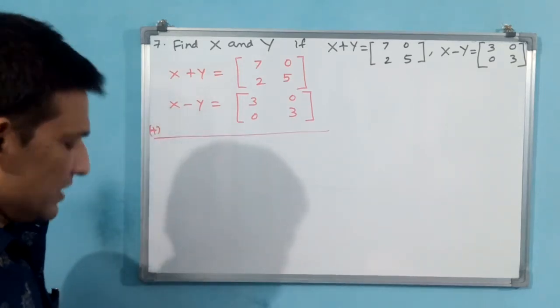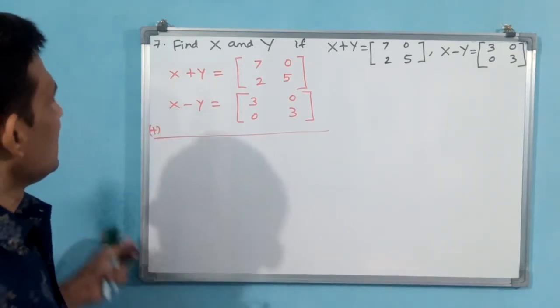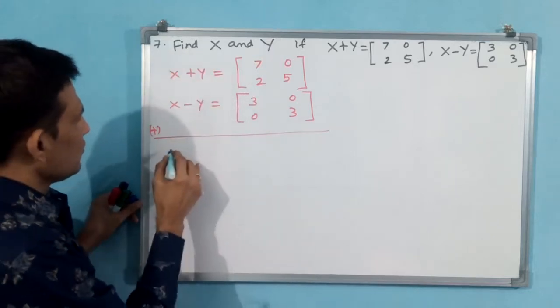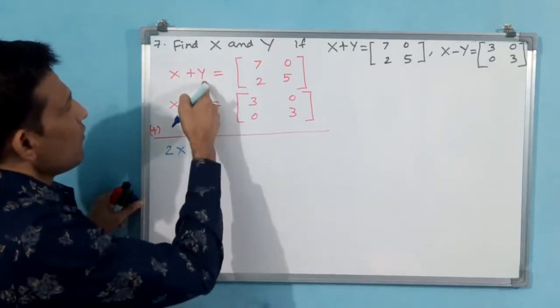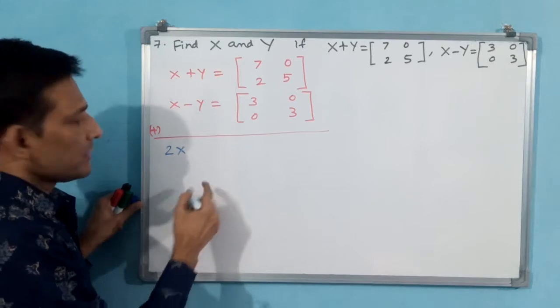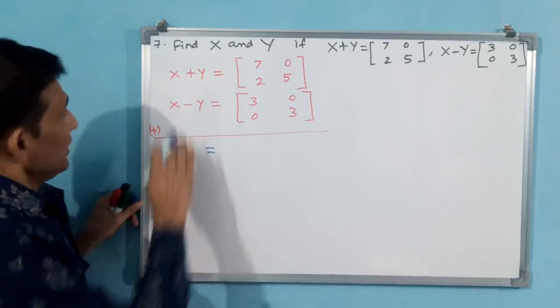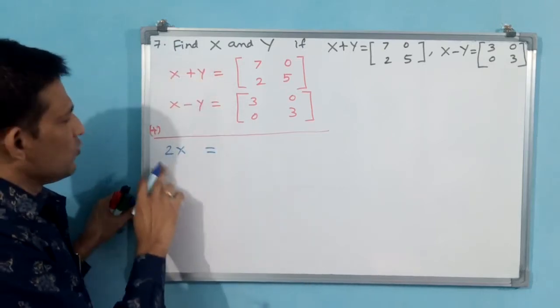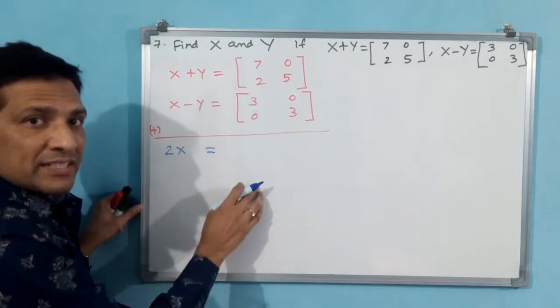I am performing addition. You see what I am doing? Addition: if you do x plus x, it becomes 2x, and plus y minus y gets cancelled. This is simply how we made the addition 2x. But here, how to make the addition?